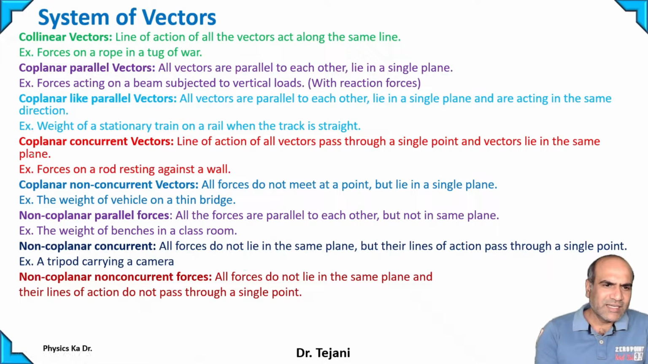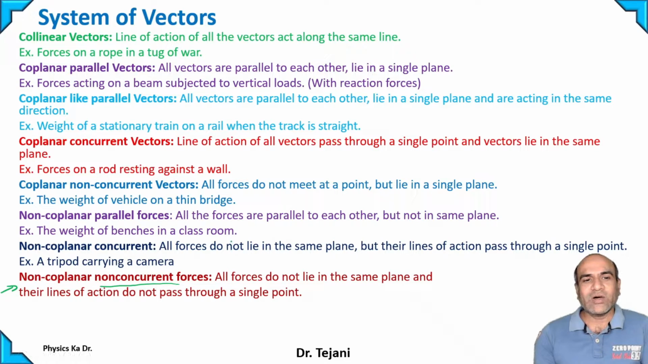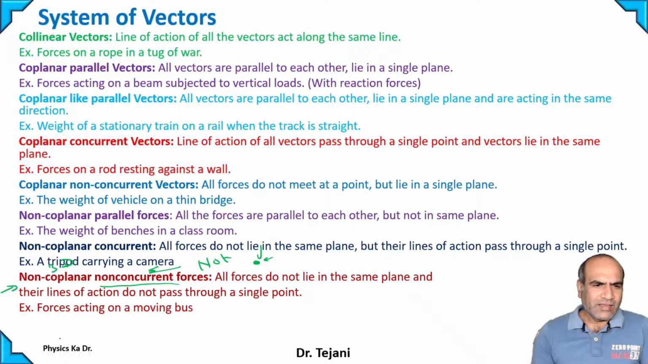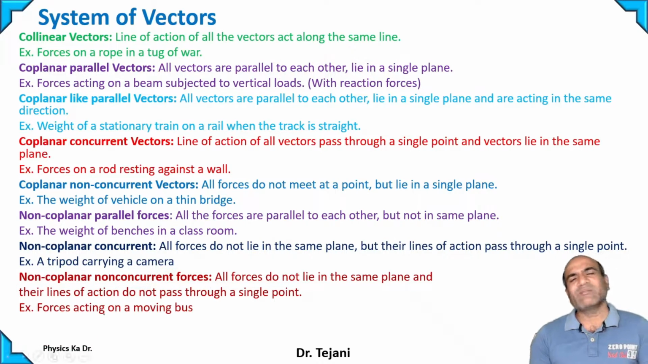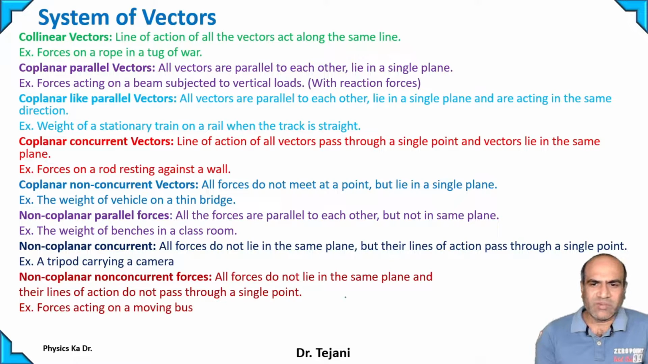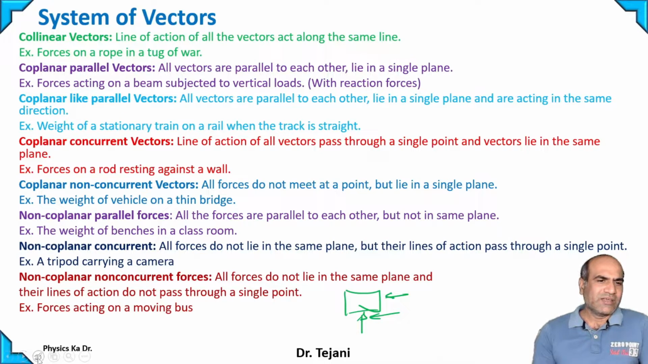Then last is non-coplanar and non-concurrent. Non-coplanar means 3D, and non-concurrent means not meeting at a single point. There are a large number of examples you can find, such as forces acting on a moving bus. One force may be on the ground, vertical forces, friction forces, wind forces can be there. There are lots of possibilities, right?